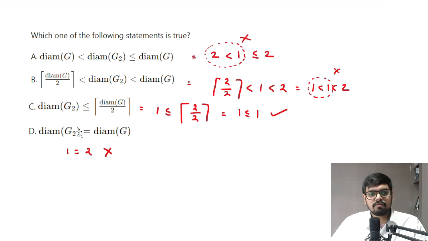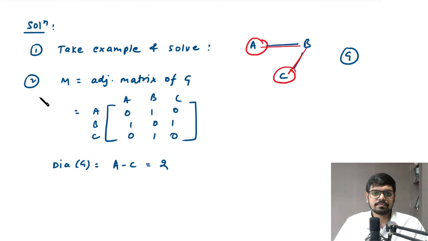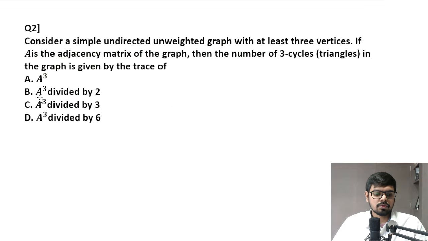We have to also check the last option. Diameter of G2, which was 1, is equal to the diameter of G? No, it was 2. So this is absolutely wrong. Only one option makes sense. Option C is correct. Easy, understood how to solve this kind of question. Let us go to the next question.